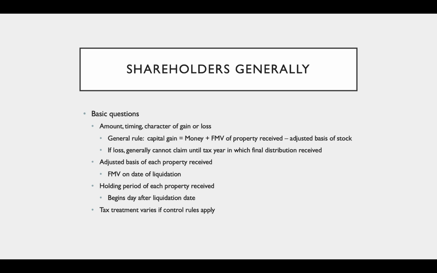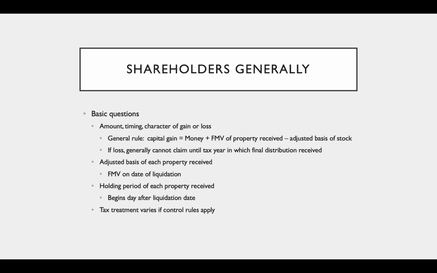This is just like we measure the gain on the sale of any asset. This is no different. And in the liquidation of the corporation, I can take gain and loss. The only limitation on loss generally on the shareholder side is I usually can't claim it until the tax year in which the final distribution is received. So if this liquidation includes a series of distributions and they span multiple tax years, I can't recognize that loss until the last distribution is received.